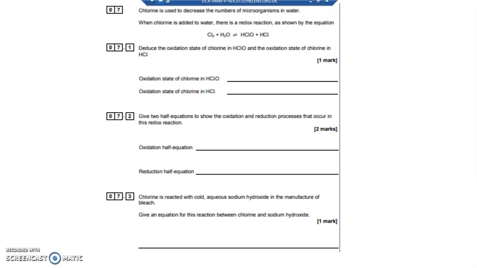When chlorine is added to water, there's a redox reaction. So there's reduction and oxidation going on at the same time in the reaction, as shown by the equation: Cl2 plus H2O goes to HClO plus HCl. Deduce the oxidation state of the Cl in HClO and the oxidation state of the Cl in HCl.